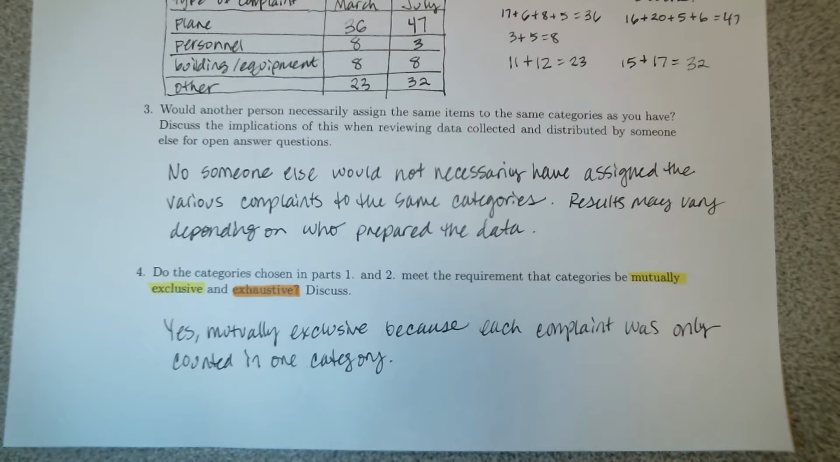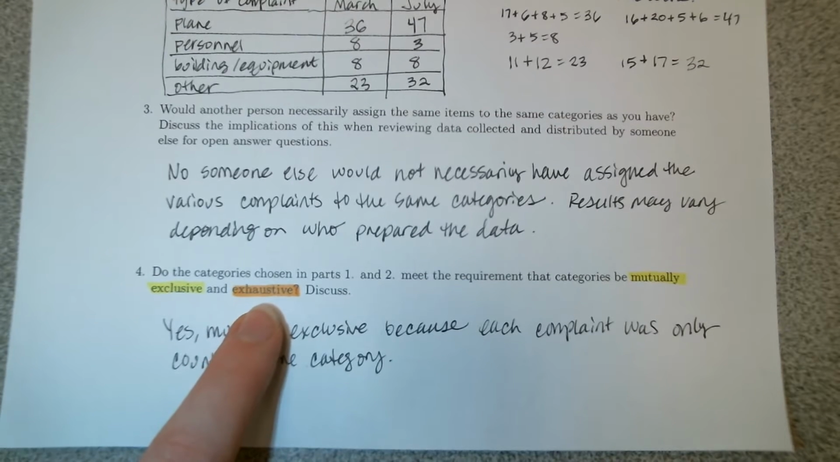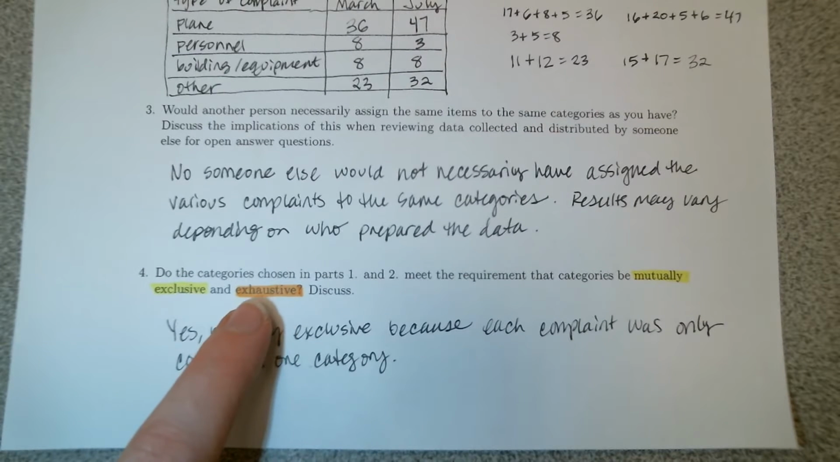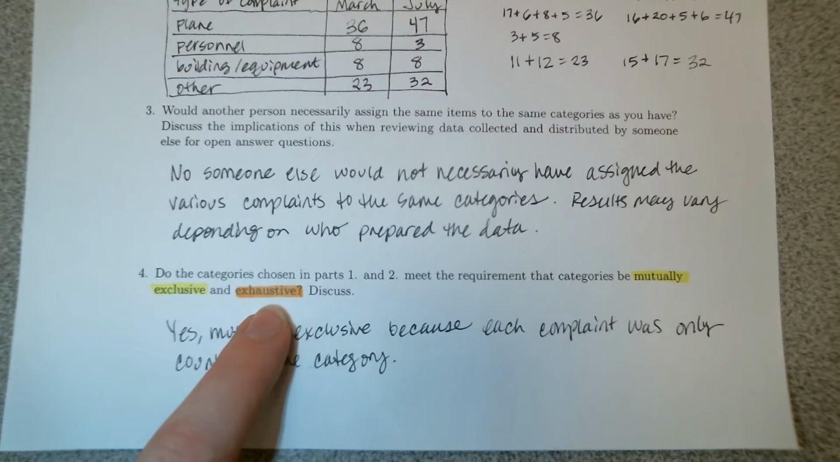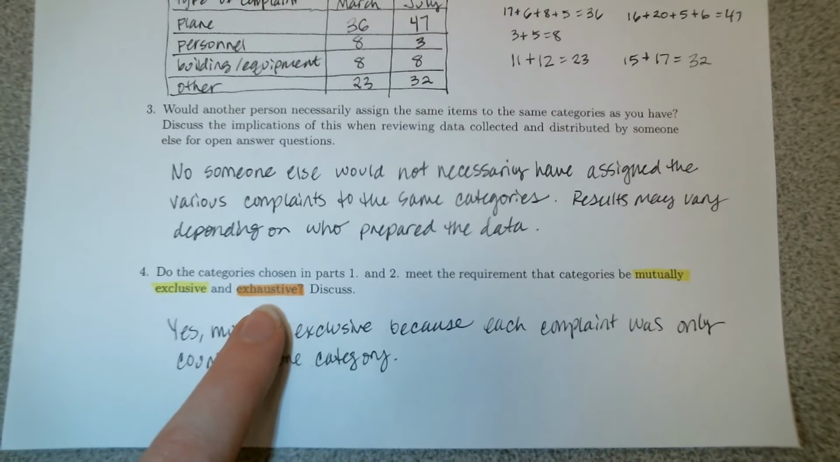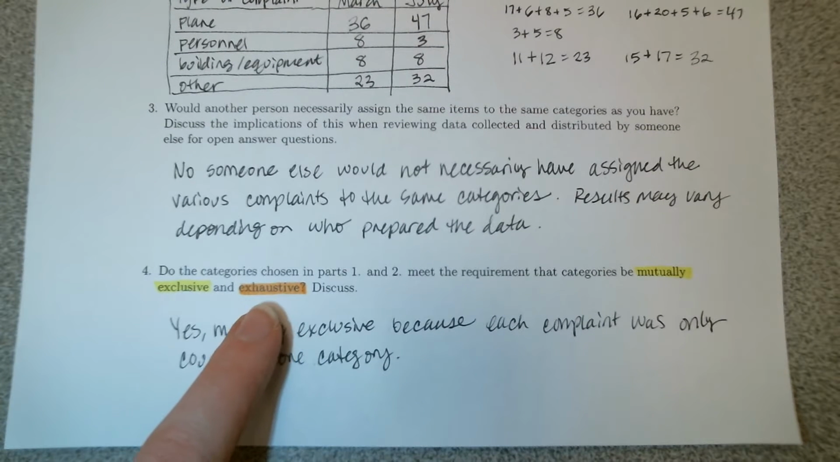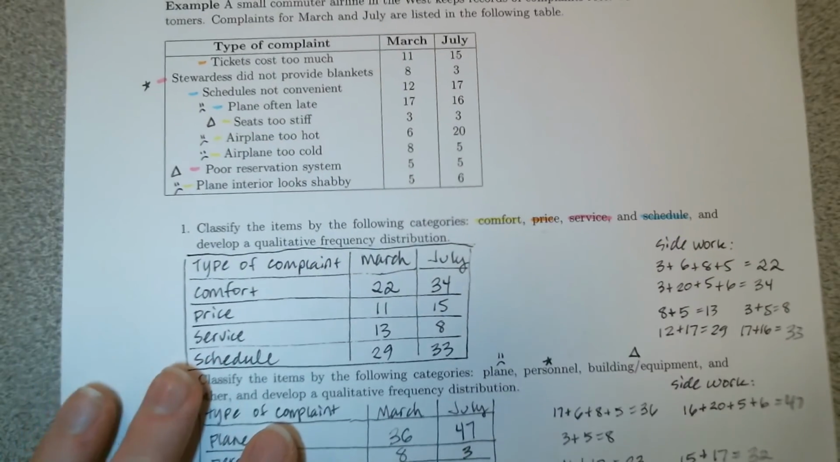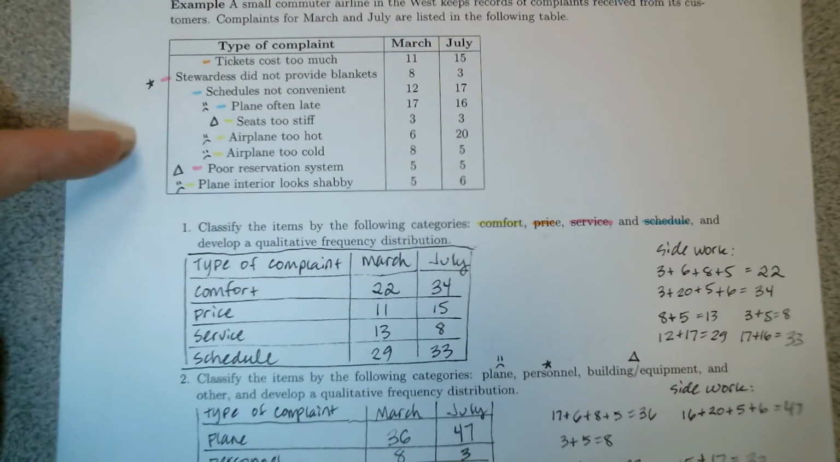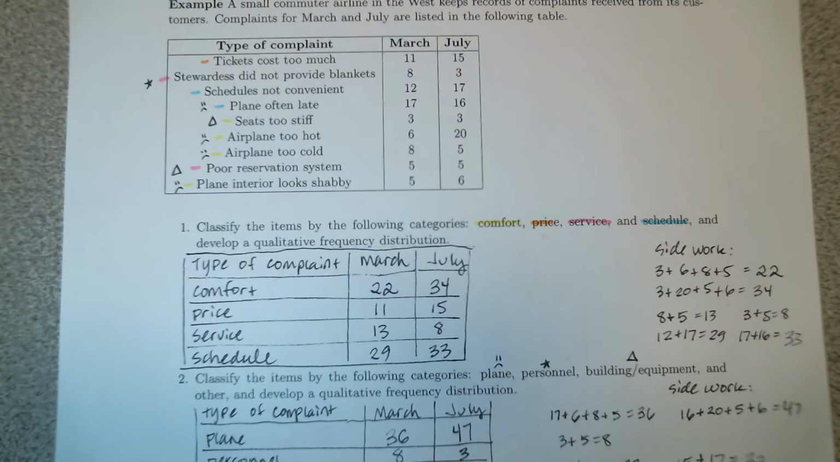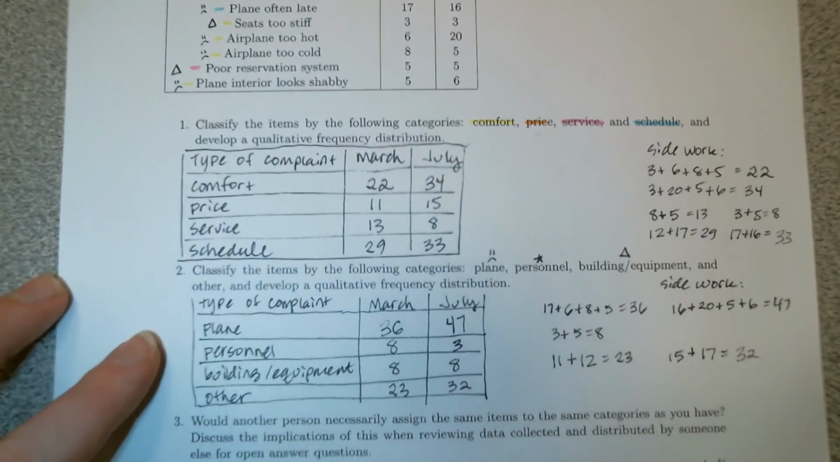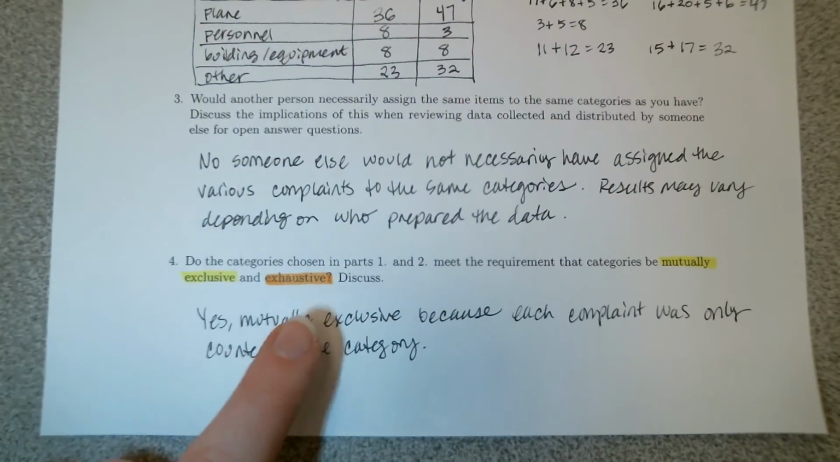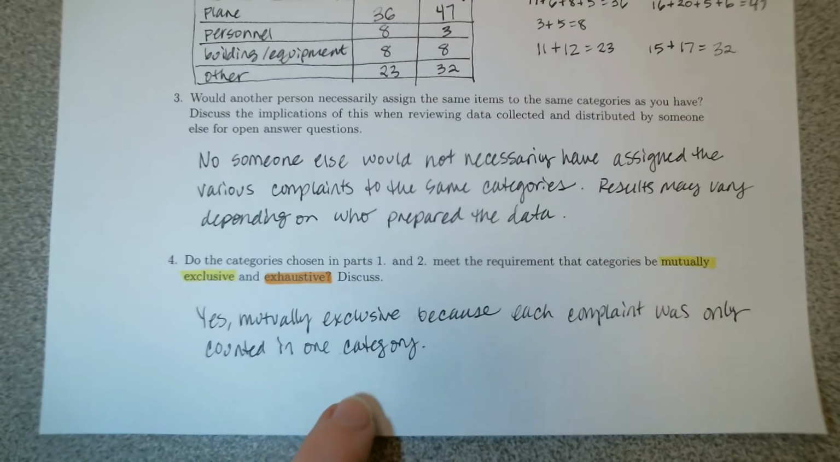So then, was the list of categories exhaustive? Okay. What this means is, did the list of categories take care of all of the complaints that we were looking at, right? Was it exhaustive? Was there anything that we had to leave out when we put them into categories? And the answer is no, nothing was left out, which means these categories were exhaustive because they included all of the information and nothing was left out.